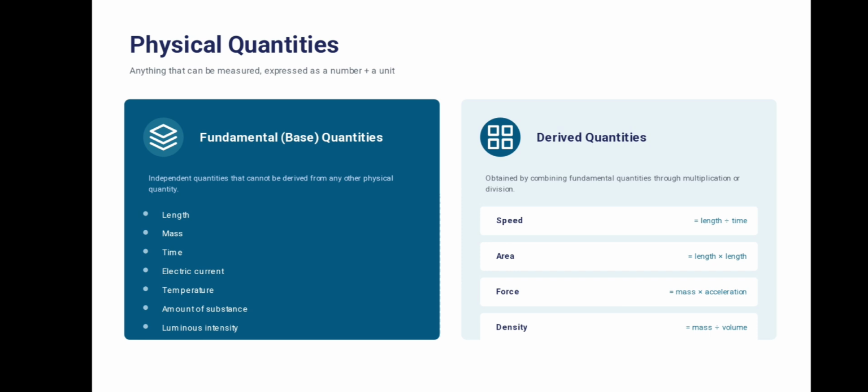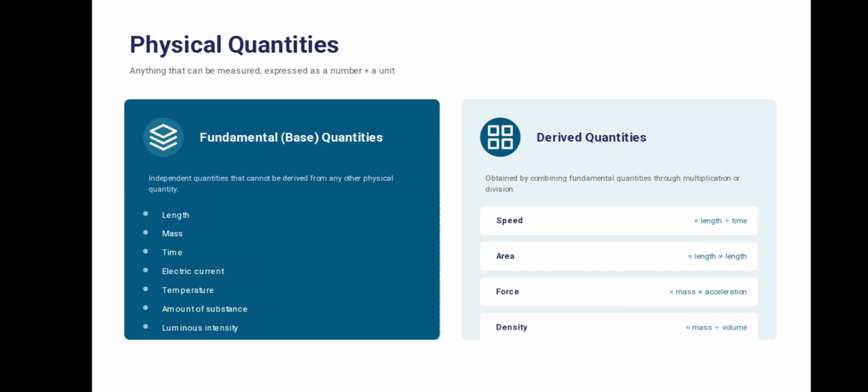A physical quantity is anything that can be measured, like length, mass, time, temperature, or electric current. Every physical quantity is expressed as a number followed by a unit. For example, when we say a person's height is 1.7 meters, 1.7 is the numerical value, and meter is the unit. Physical quantities are broadly divided into two categories.